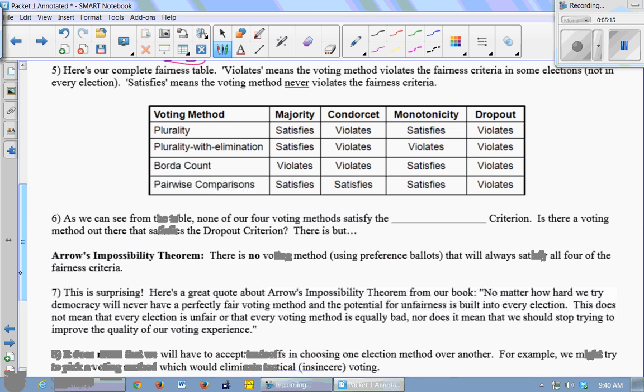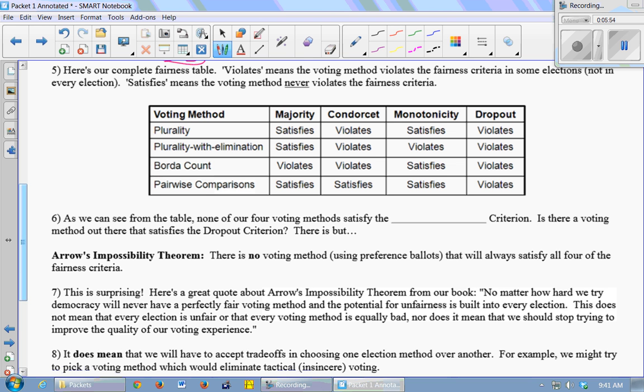So this is a complete table that talks about the fairness of each method. Violates just means that it violates the fairness criteria in some elections. It's possible to create an election where you violate that criteria, but it doesn't mean that it violates it all the time. And when it says satisfies, that means that the voting method never violates the fairness criteria. So for example, the plurality method always satisfies the majority criterion. And pairwise comparisons always satisfies the Condorcet criterion.